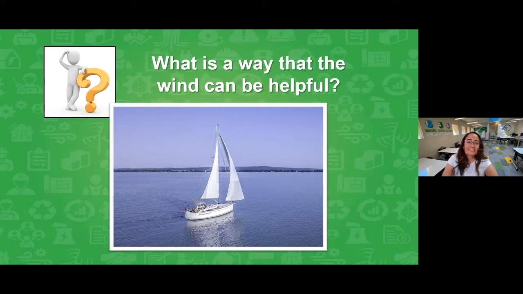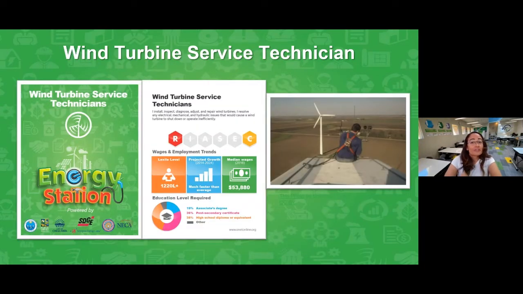That's fantastic. Well, since we are creating a wind instrument, we are going to be taking on the role of a wind turbine service technician. These are mechanics who make sure that wind turbines are functioning properly. Now, these turbines produce clean, renewable energy for a city. So if the turbines are not spinning, they can't make electricity.